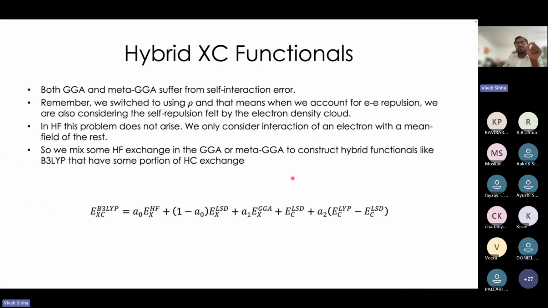And that gives rise to hybrid GGA or hybrid meta-GGA functionals. One of the most popular ones that you might have heard of is B3LYP. So you see there is a Hartree-Fock exchange mixed in. Then there is the thing from Dirac, the thing that he did in the 30s, still coming. Then there is the GGA part.